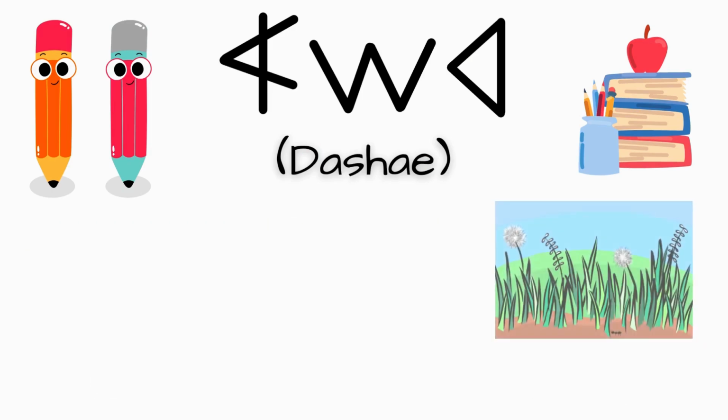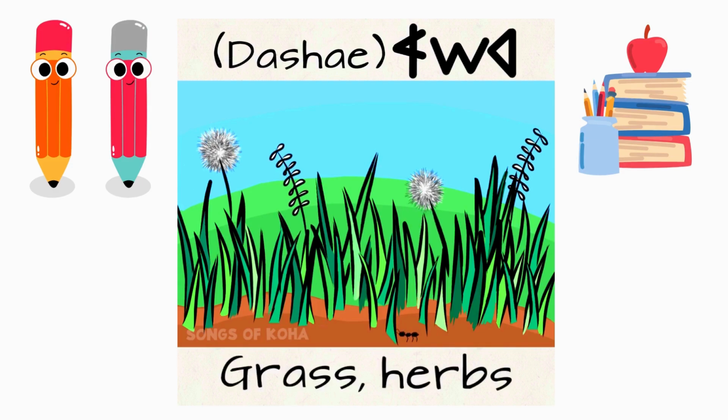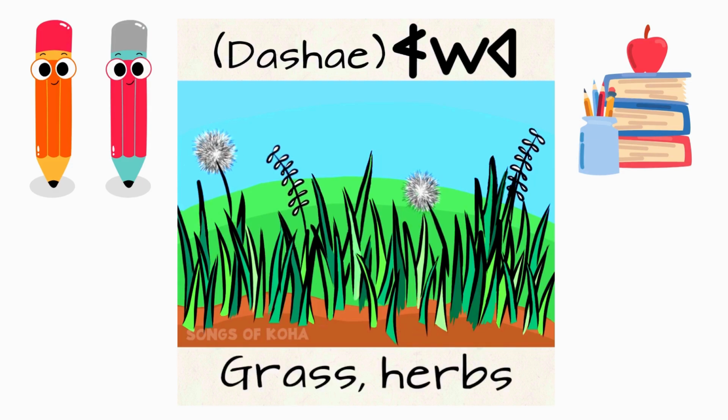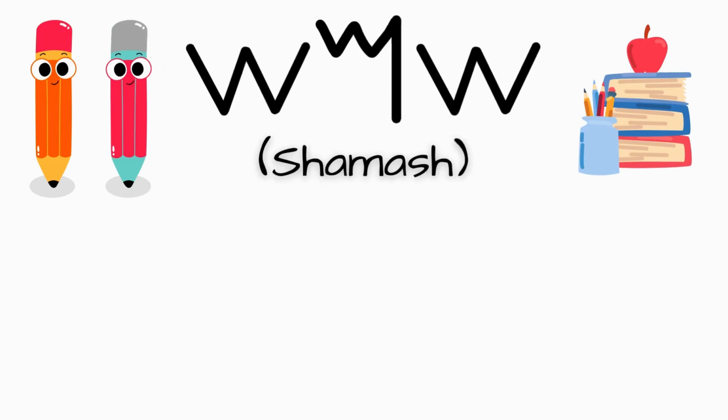The correct answer is grass. Dasheh. Grass or herbs. Your next word is shamash.